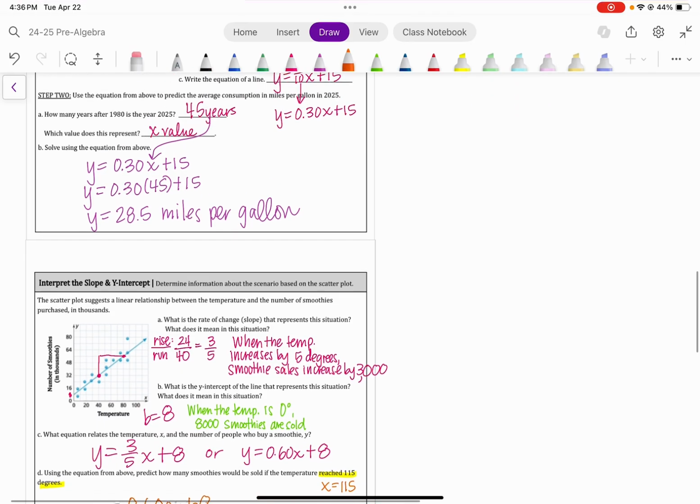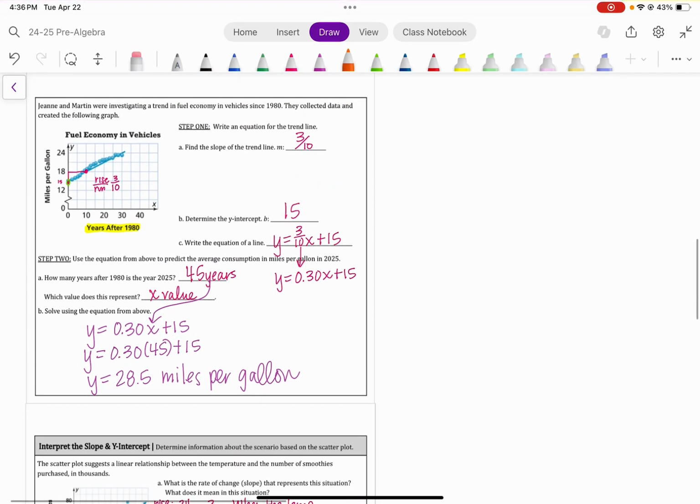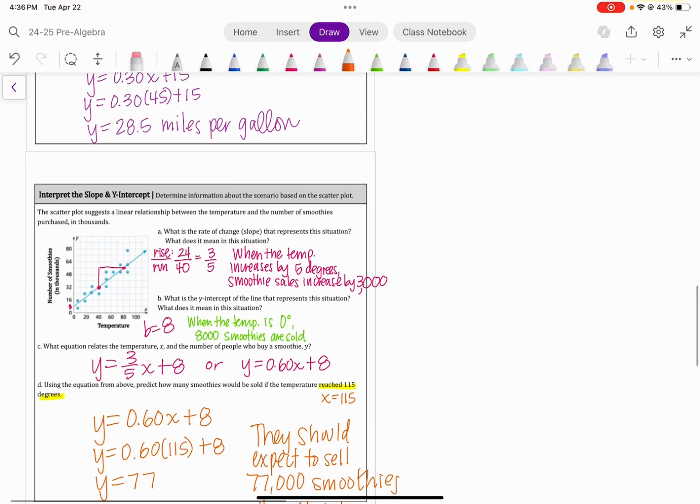Okay, so this is a good callback to Unit 2, and make sure you are calculating rise over run when you are finding your slope each time.